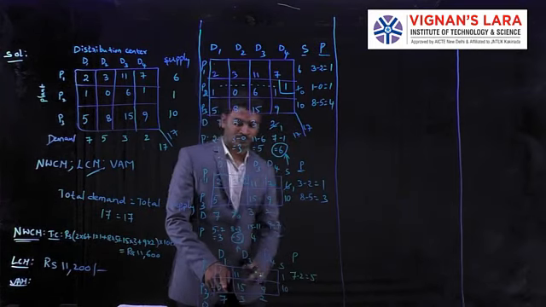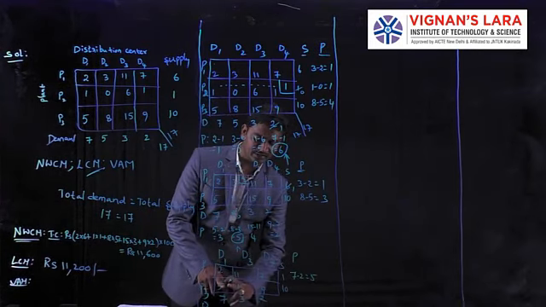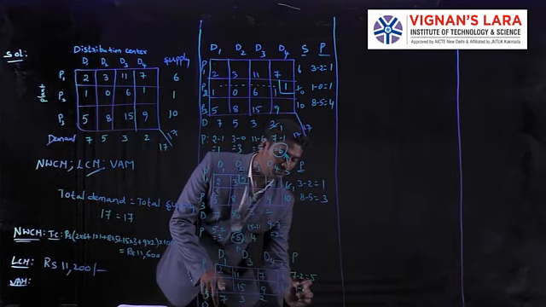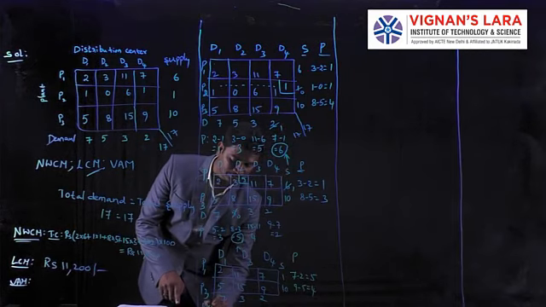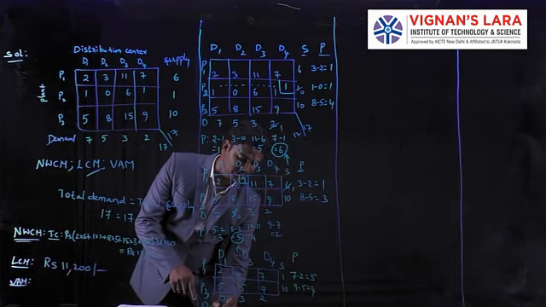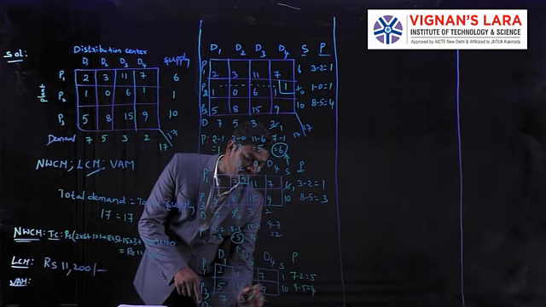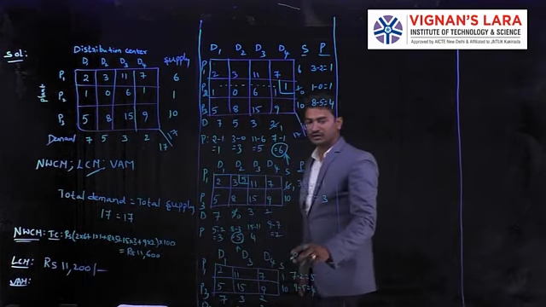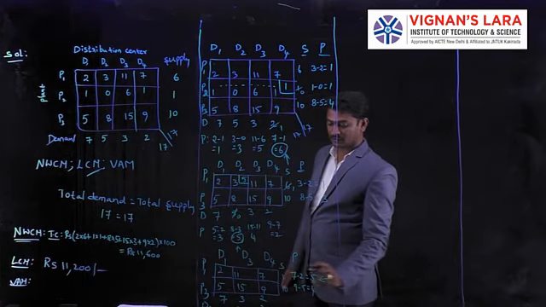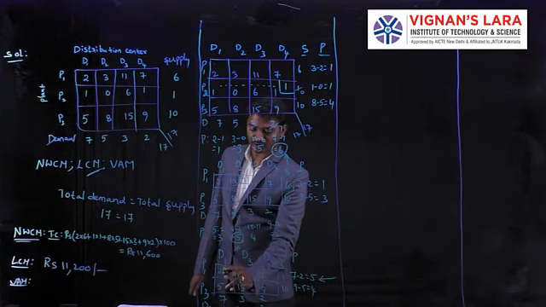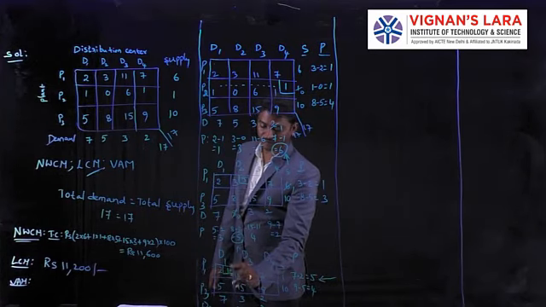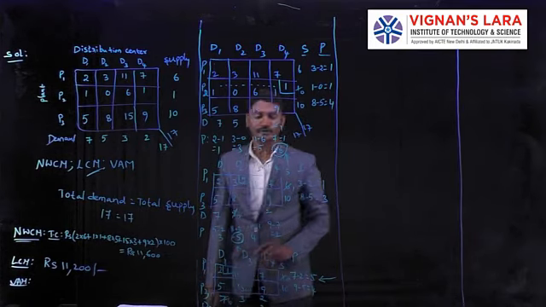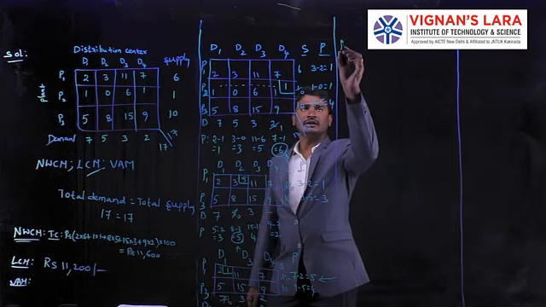And here 5, 15, 9: the first least is 5, the second least is 9, so the difference 9 minus 5 is 4. Next penalties: 5 minus 2 is 3, 15 minus 11 is 4, 9 minus 7 is 2. Again we identify the highest penalty, and here we have the least cost. So we allocate the units here. We have 1 unit of supply at the first plant, so it becomes 0. After this, 6.